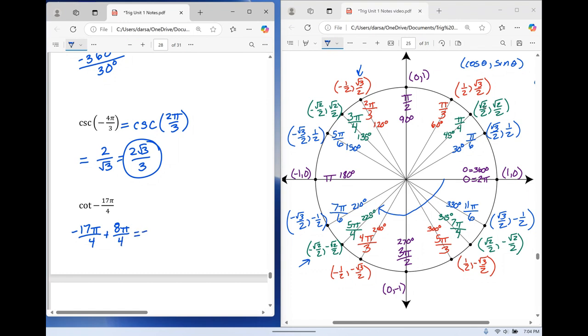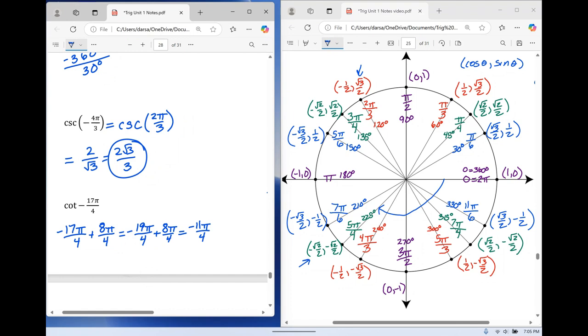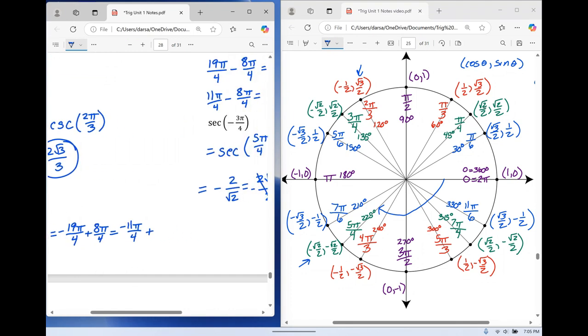That gives us negative 17 pi over 4 plus 8 pi over 4 is negative 9 pi over 4. That's still negative, so we'll add 8 pi over 4 again. That's negative pi over 4, still negative. So we'll add 8 pi over 4 again. That's positive 7 pi over 4.